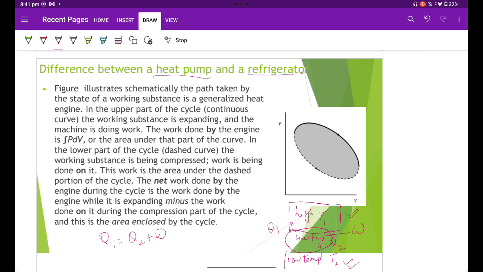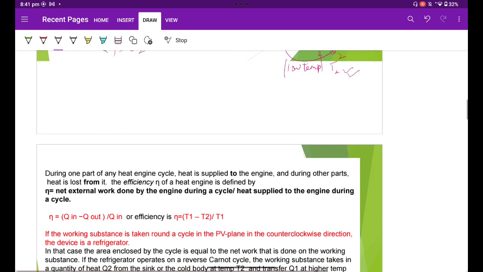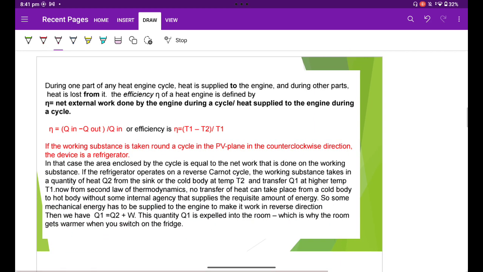Now, in an ordinary household refrigerator, the working substance is a liquid that circulates within the system. It takes heat Q2 from the sink or the cold body at temperature T2, and transfers Q1 at higher temperature T1. Q1 is equal to Q2 plus W. The work is supplied by the compressor that uses electrical energy.